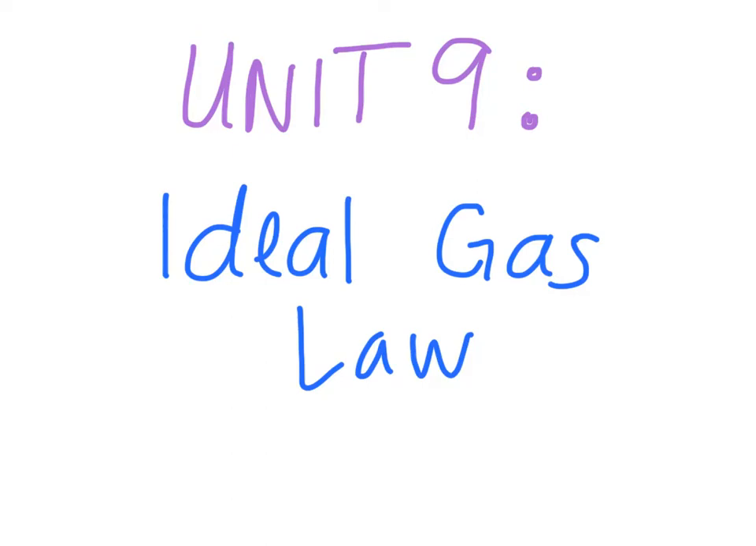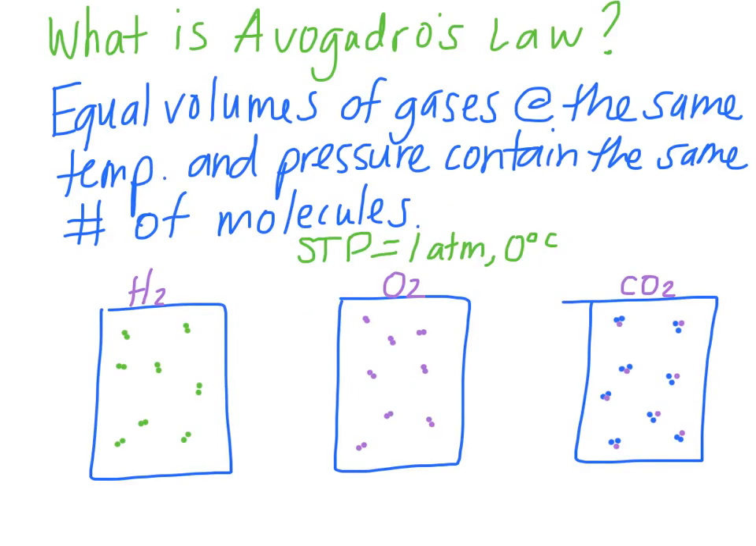So this is the fourth video for Unit 9 over the ideal gas law. So before we dive into the ideal gas law, we need to go over a very important law known as Avogadro's law. Hopefully you recognize the name Avogadro's, because this is the scientist that discovered how many particles are in 1 mole. And he had a number named after him, and that number was 6.02 times 10 to the 23rd. So remember, that's how many things are in 1 mole.